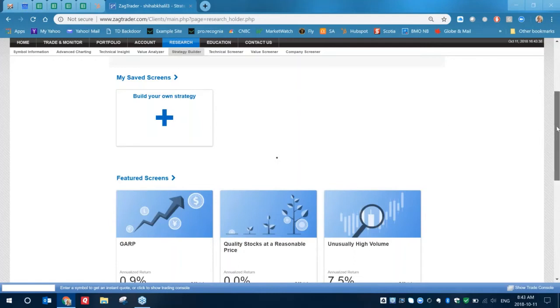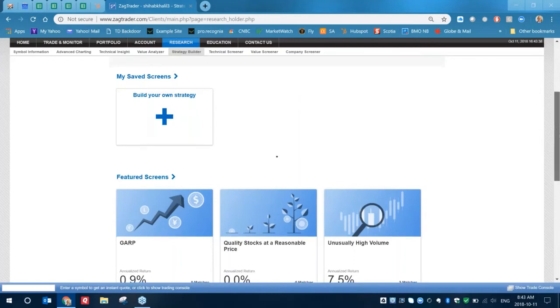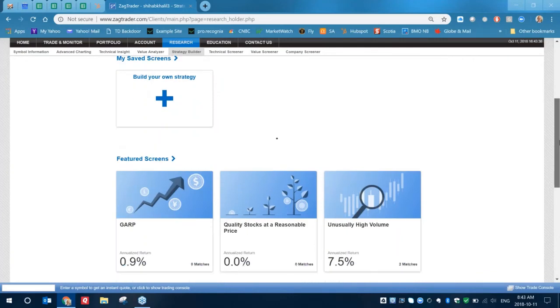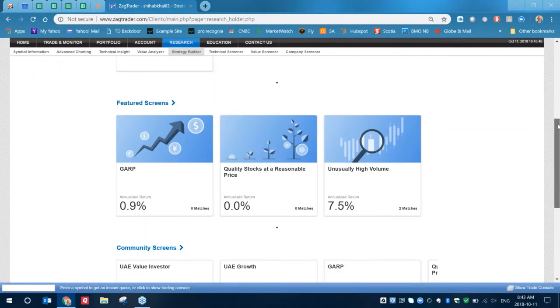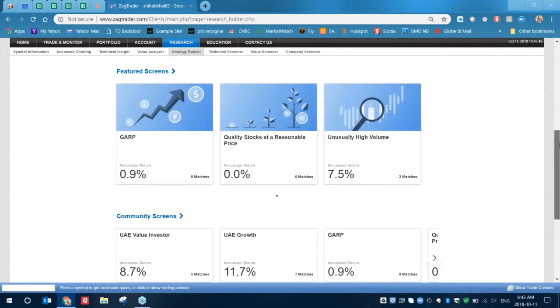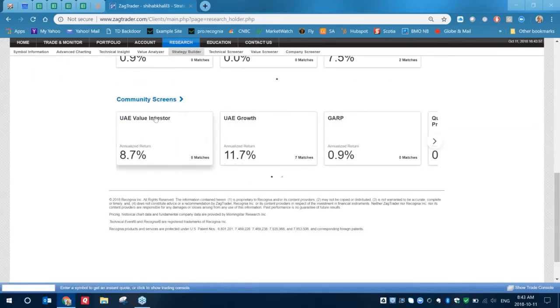Or I can leverage some of what are called the featured screens. These are basically screens that have been created by experts. We have a number of screens available here, and we can update these on a regular basis as well. And last, we have what are called the community screens. These are screens created by other ZagTrader users. So here's someone who's created a screen called UAE Value Investor. You could basically leverage that work that's been done by another user. And that user, by the way, has chosen to share his work with the community of ZagTrader users in the community section.